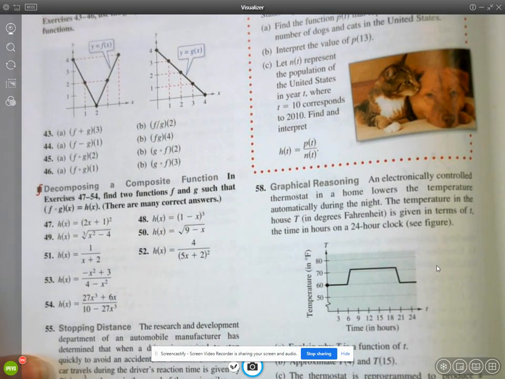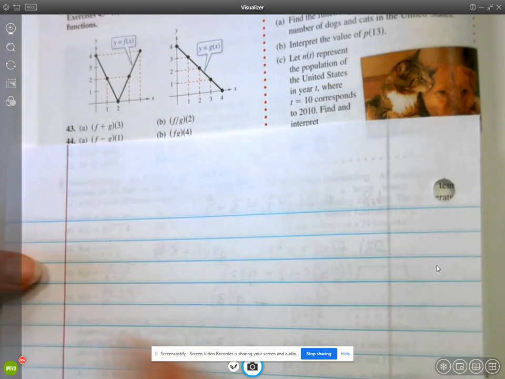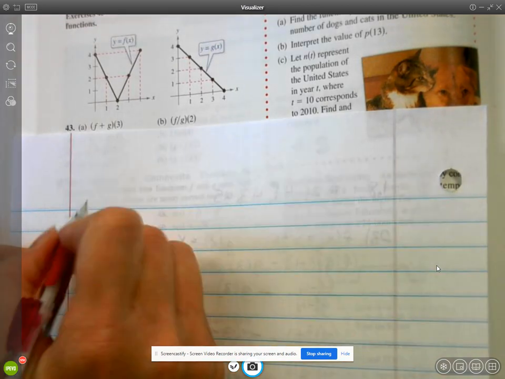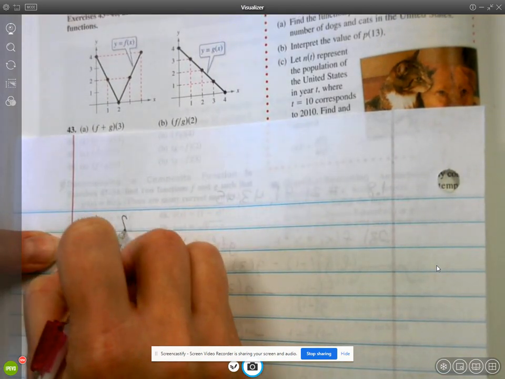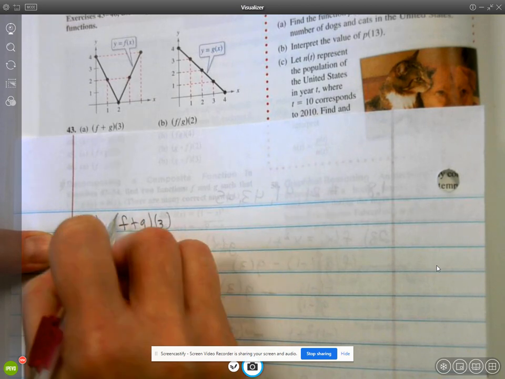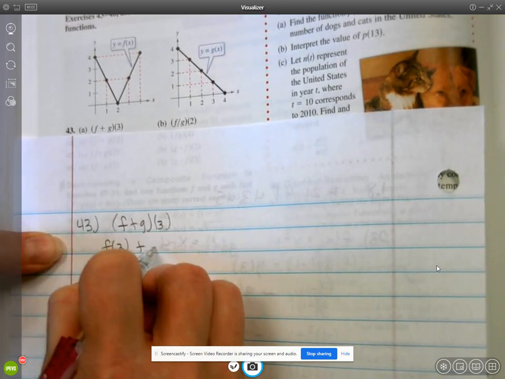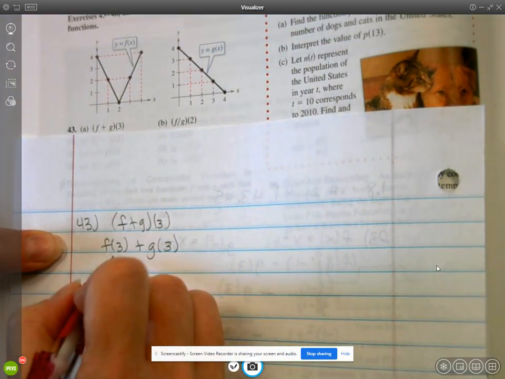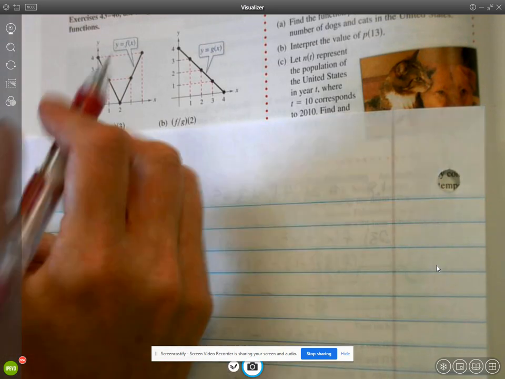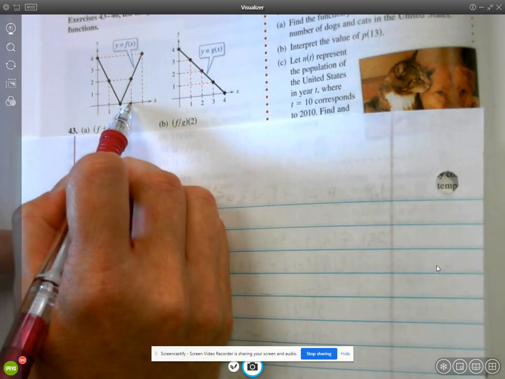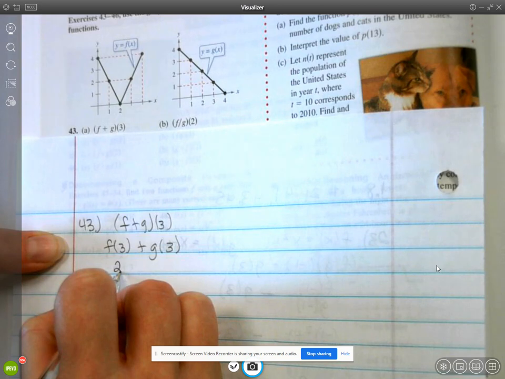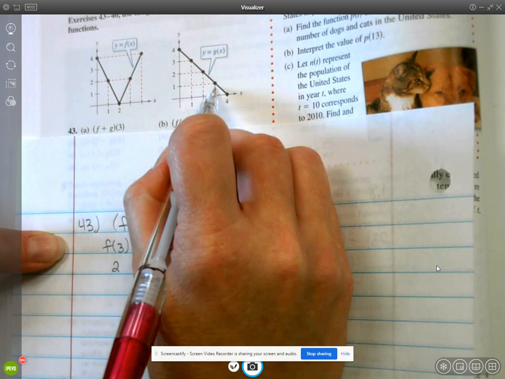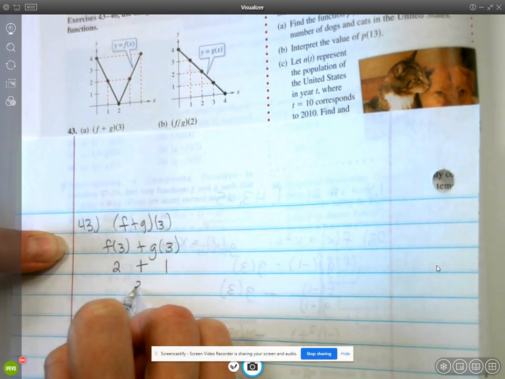All right, so for 43, we are doing f plus g of 3. So that's f of 3 plus g of 3. That first thing that we glued in our composition book said that those are equivalent statements. So I'm going to use the graph to find f of 3. So this is f. If x is 3, then y is 2. So this is 2. On the g function, when x is 3, y is 1. So this is 1. So I get 3 as my answer.